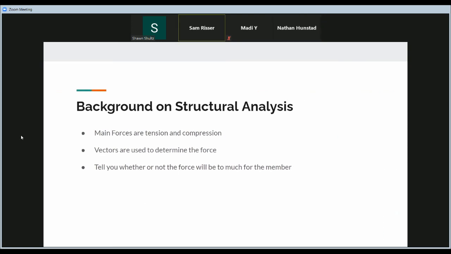While performing a structural analysis, the main forces being used are tension and compression. Tension is when you try to pull something apart, while compression is the opposite, when you try to push something together. In order to determine the forces of each member of the bridge, you need to use a vector. You find these vectors by taking the angle and using sine, cosine, and tangent. When you find your force on a member, you can figure out if the member will hold or fail if you know the tension and compression strength of the material you're using.